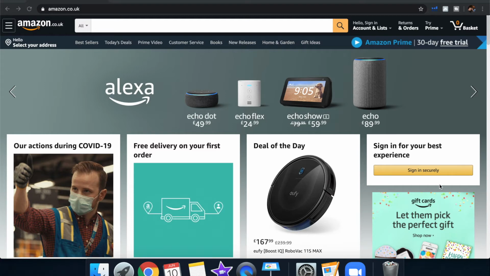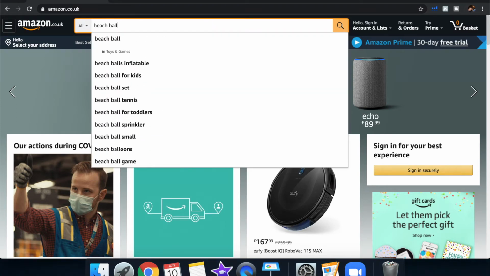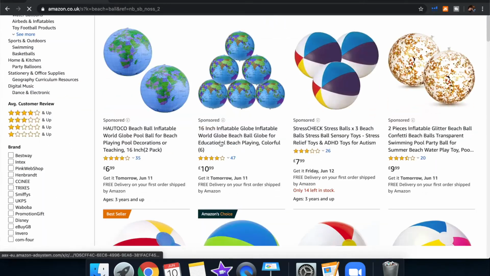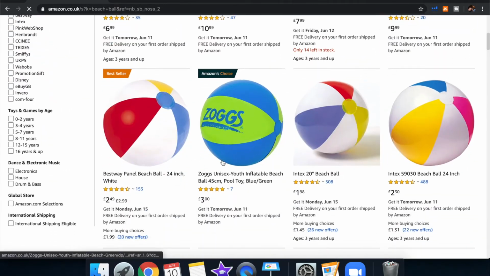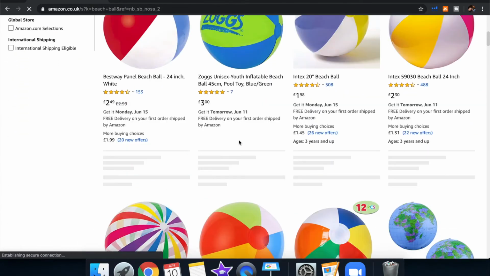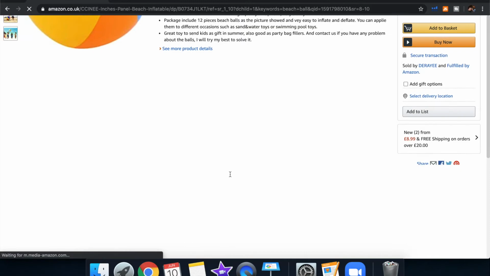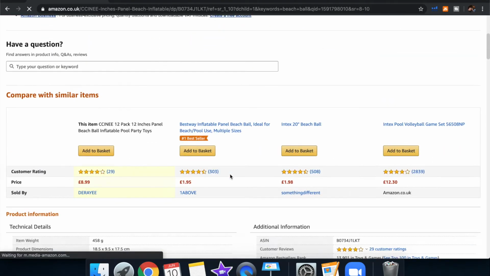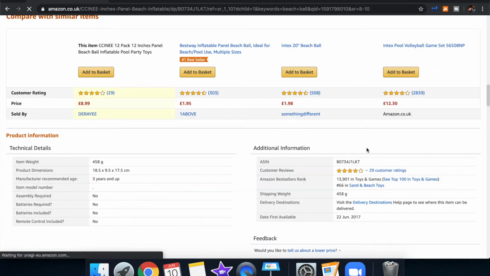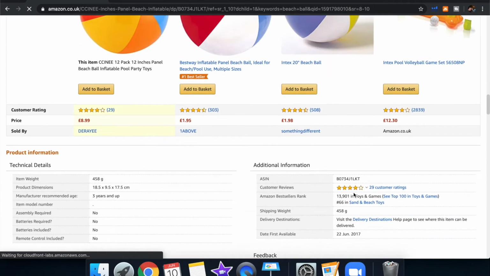So now, how do you calculate return on investment? Well, effectively, there are two ways of doing this. The first way is just finding a product. So we'll do beach ball, easily find a product. Let's say we find something like this that we really like, and it's very similar to the one that we'd like to buy ourselves. We click on the product, we scroll down to find its ASIN, just right here.